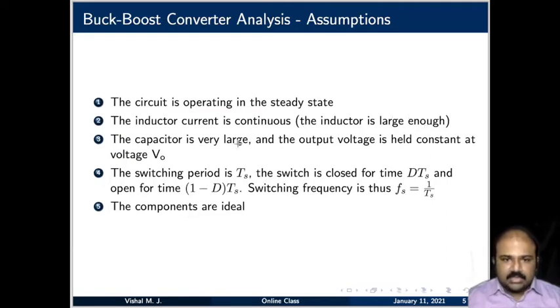The capacitor is large, again another assumption which we will revisit later, so that the output voltage is held constant at V0. Then the switching period is Ts, duty ratio is D, then the switch is on for DTs period, and for the rest of the time, which is (1 minus D) times Ts, the switch is open. Then the components are ideal. The inductor, the capacitor, the switches, diodes, everything are ideal. This makes efficiency equal to 100%, which is also not true. Efficiency will be less than 100%. But for the time being, let's do the analysis with ideal components.